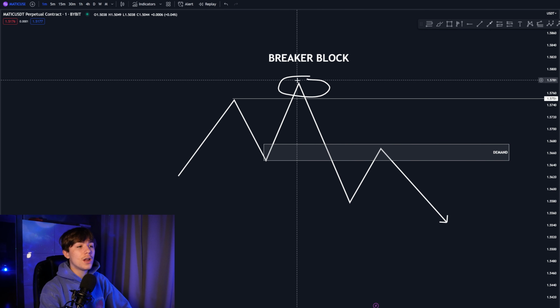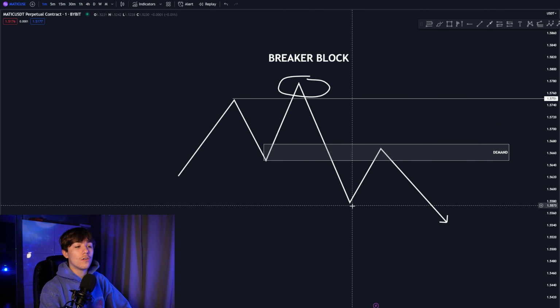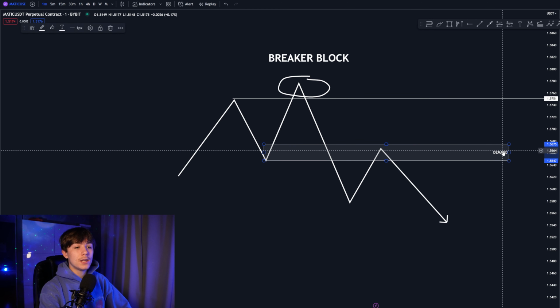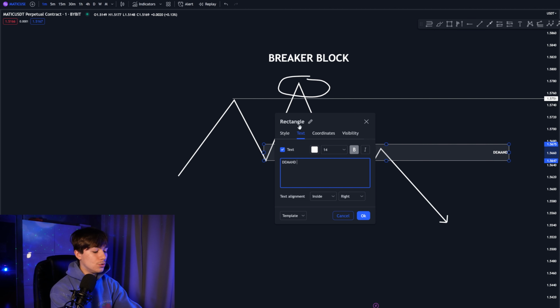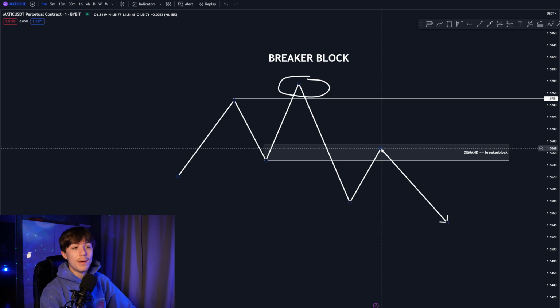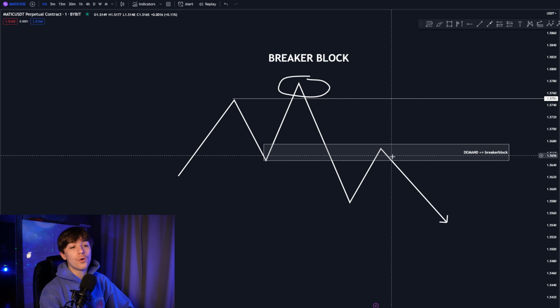This is a demand zone and it just breaks through it with a lot of momentum, and then this demand zone turns into a breaker block. So this demand zone turns into a breaker block and price retests this demand zone, which is now a breaker block, before continuing the bearish market structure.